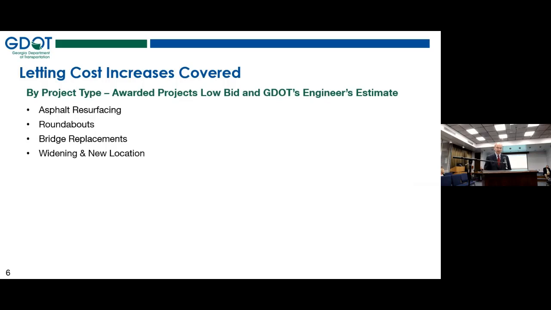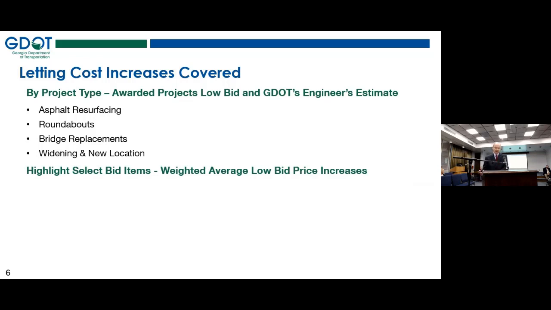Once I've done that, I will move on to highlighting some selected bid items where I'll be presenting the increases in the weighted average low bid for those items. When we speak of weighted average low bid, that's across all project types. And then I'll finish with highlighting select work components and how we've increased the cost of these components in our engineer's estimate. And when we speak of work components, we're talking about things such as labor, material costs, and equipment costs.